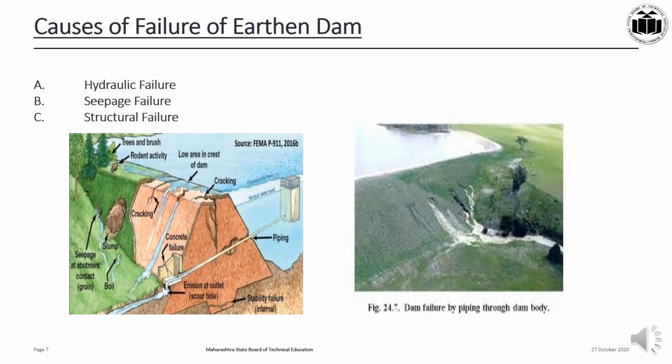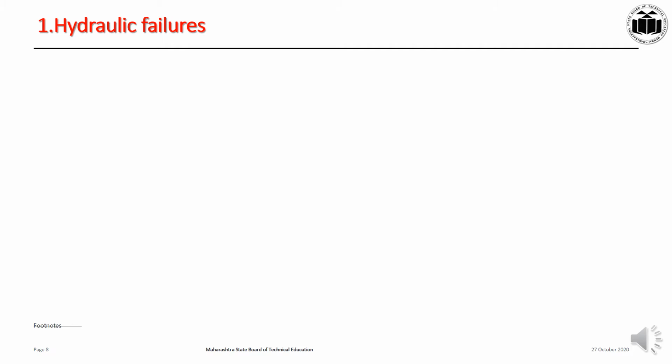Now we will see the causes of failure of earthen dams. The following figure shows the failures of earthen dams. There are many types of failures in earthen dams, but the three main types are hydraulic failure, seepage failure, and structural failure. First, we will see the hydraulic failure.